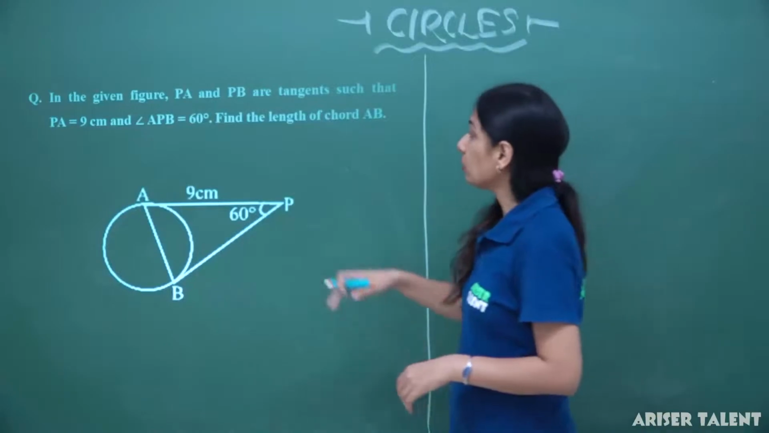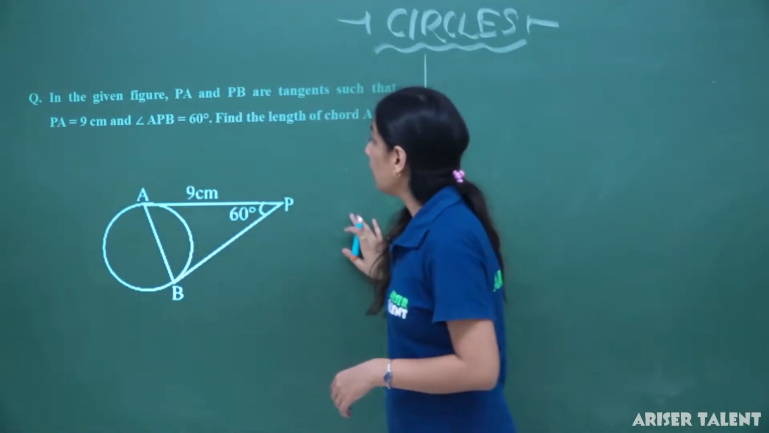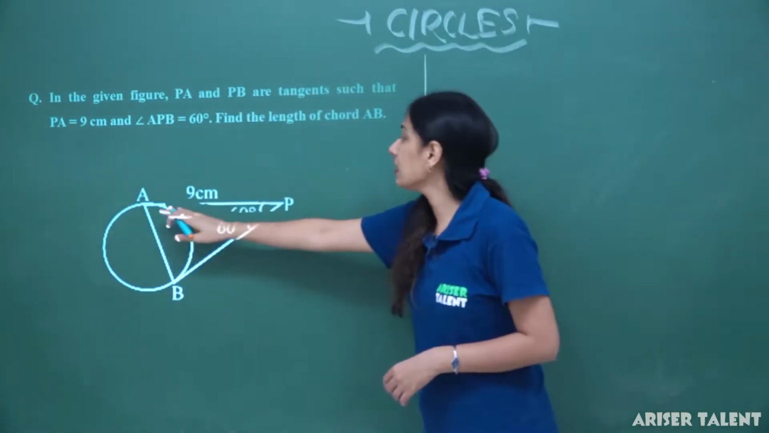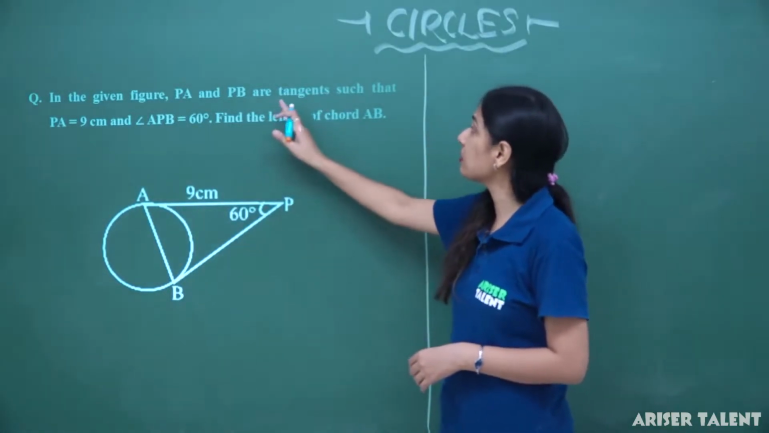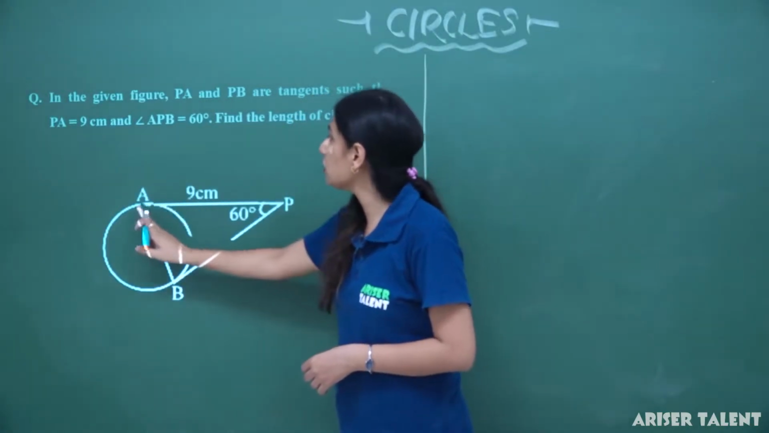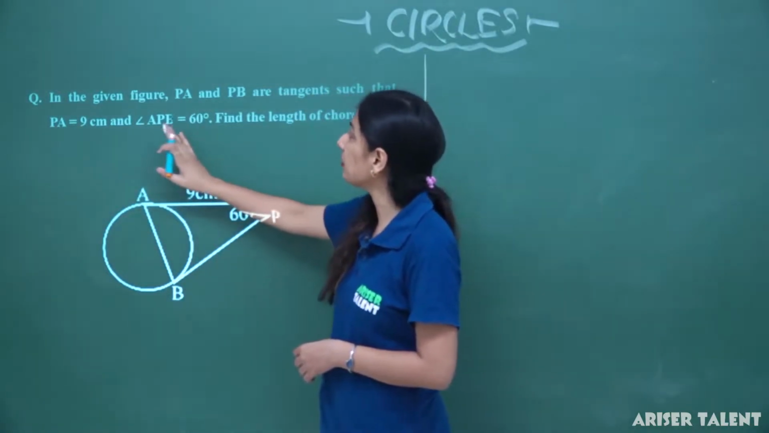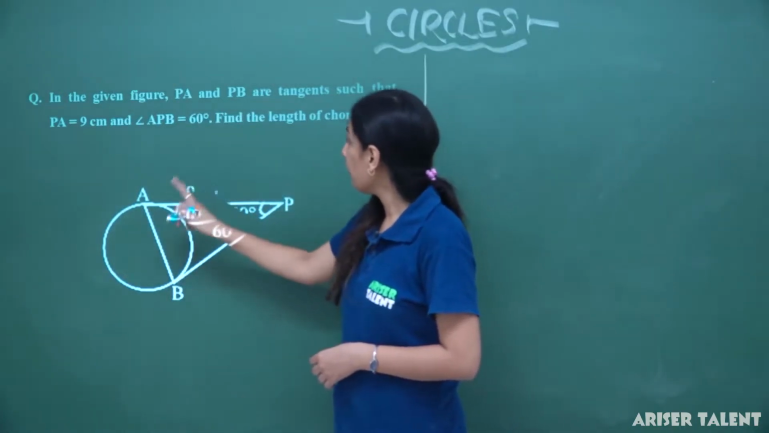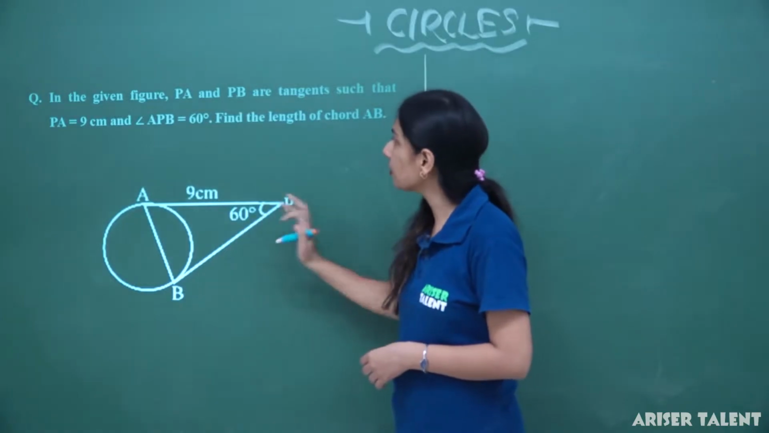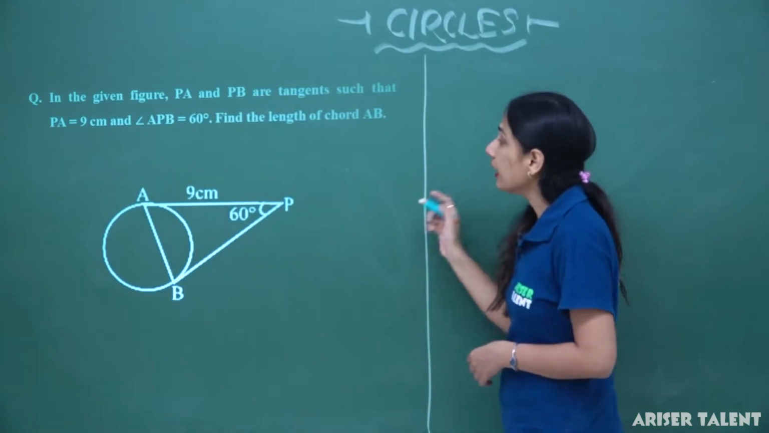Okay students, so in this particular question we are provided with a figure. PA and PB are tangents here, such that PA equals 9 centimeter, and angle PAB is given as 60 degrees. Find the length of chord AB.